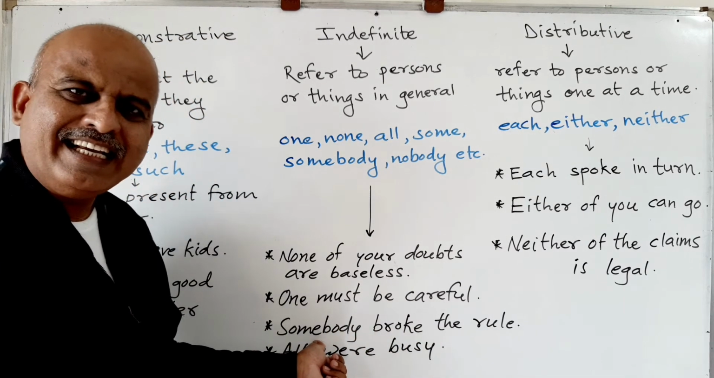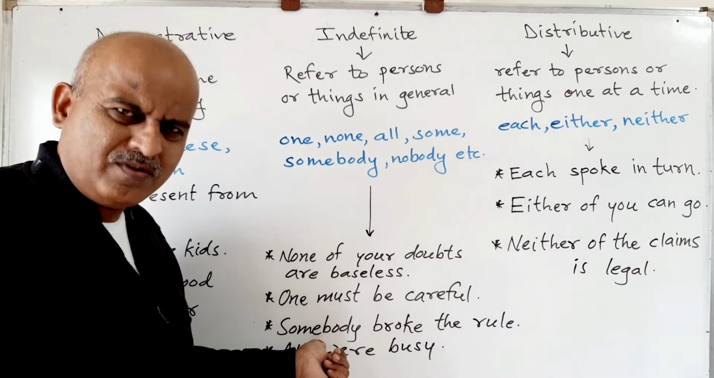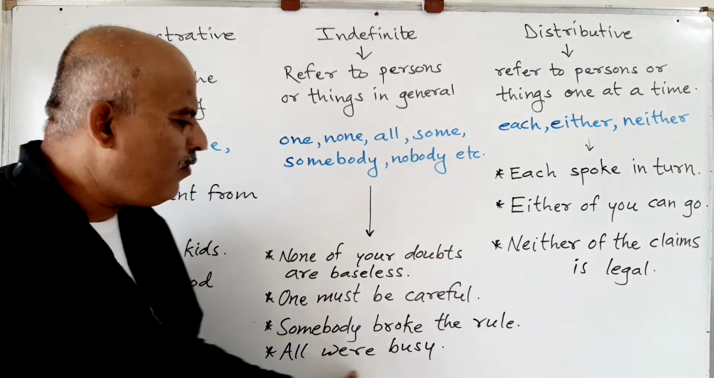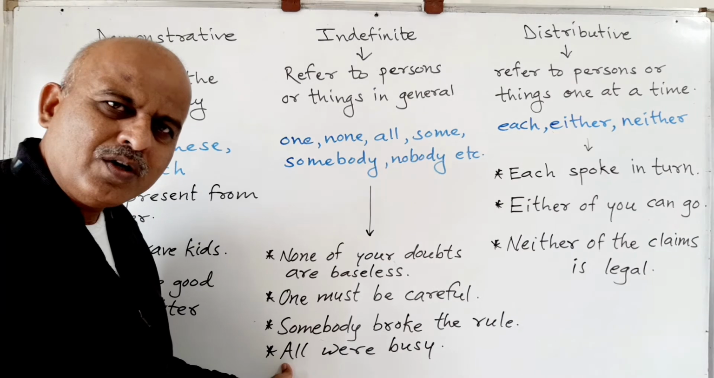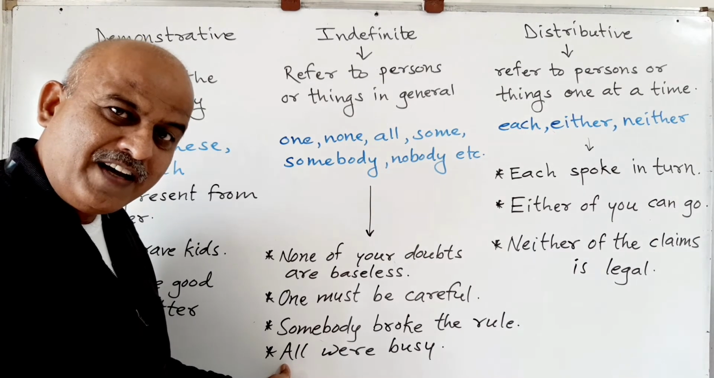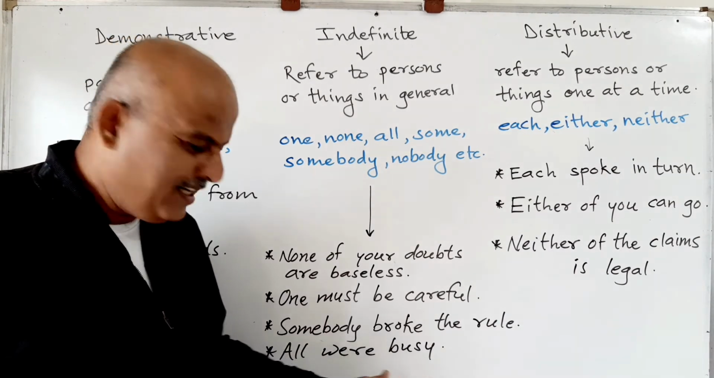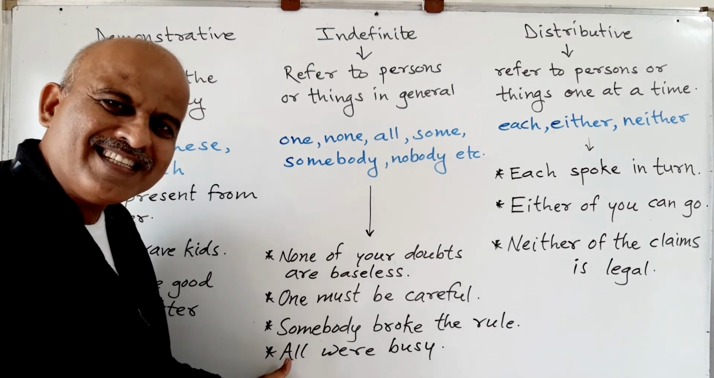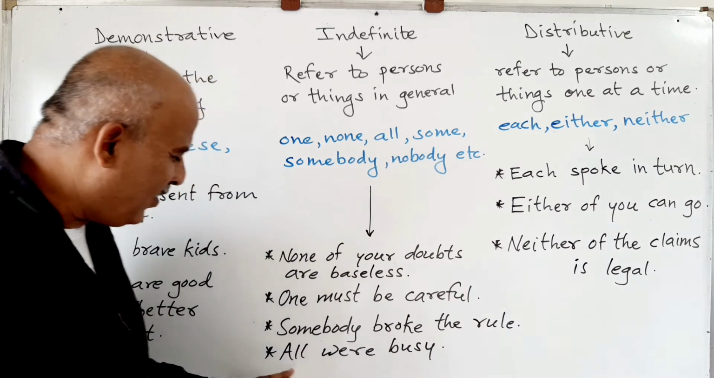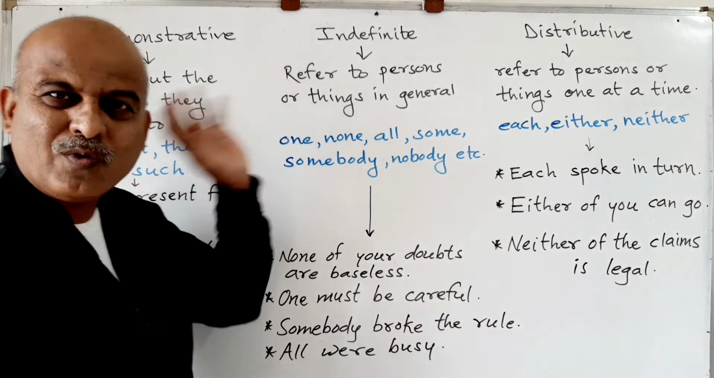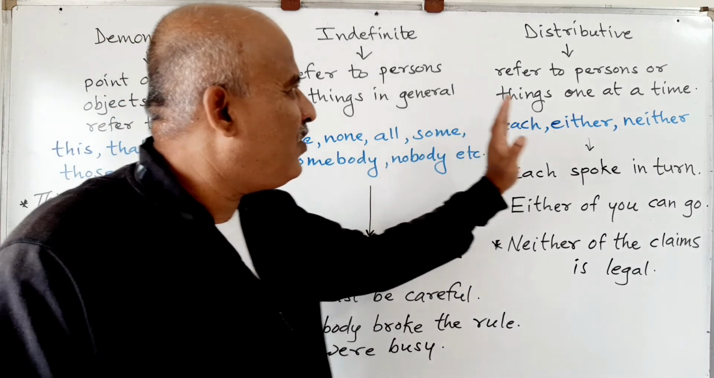Same here, somebody broke the rule. Somebody is an indefinite pronoun. We don't know the definite person. All were busy. All is a pronoun used for people. But if I say all boys were busy, then all becomes an indefinite adjective. Here all is an indefinite pronoun. Got it? Let's move forward.